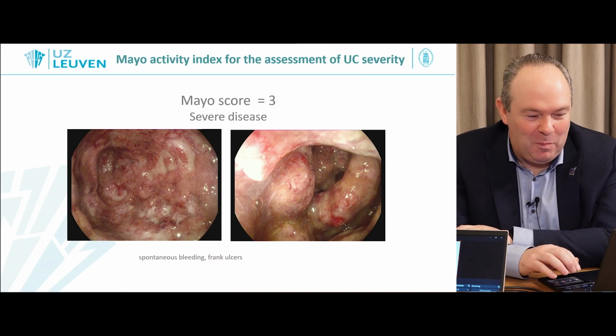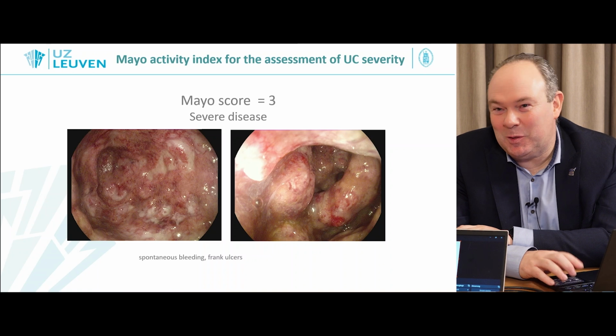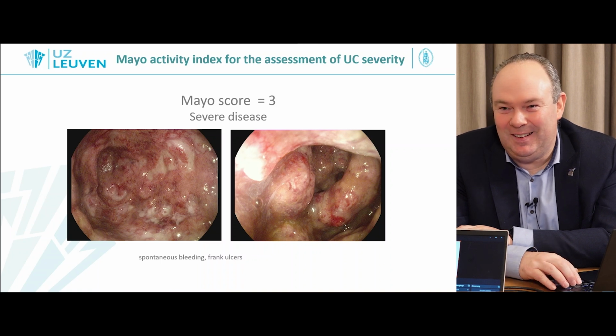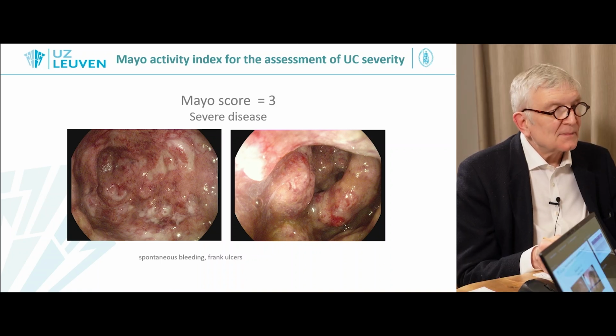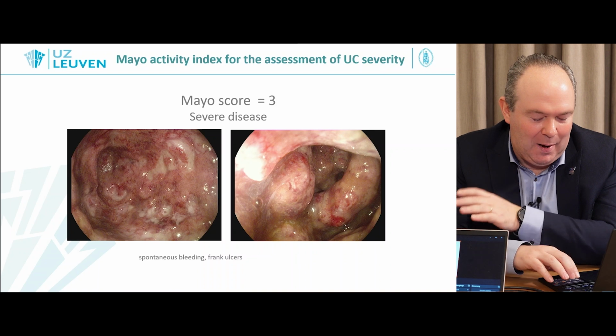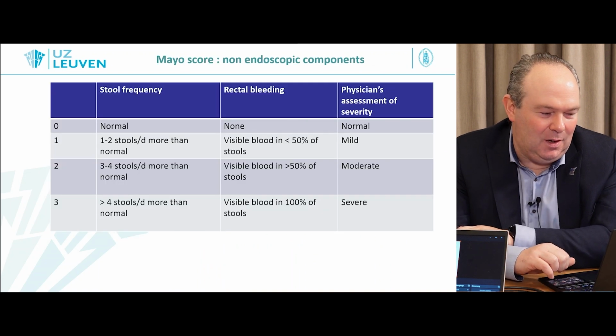So that's the endoscopic part. The problem with the Mayo score is also that there's another part to it, right? A mixture with the clinical. So that's usually combined also in studies.